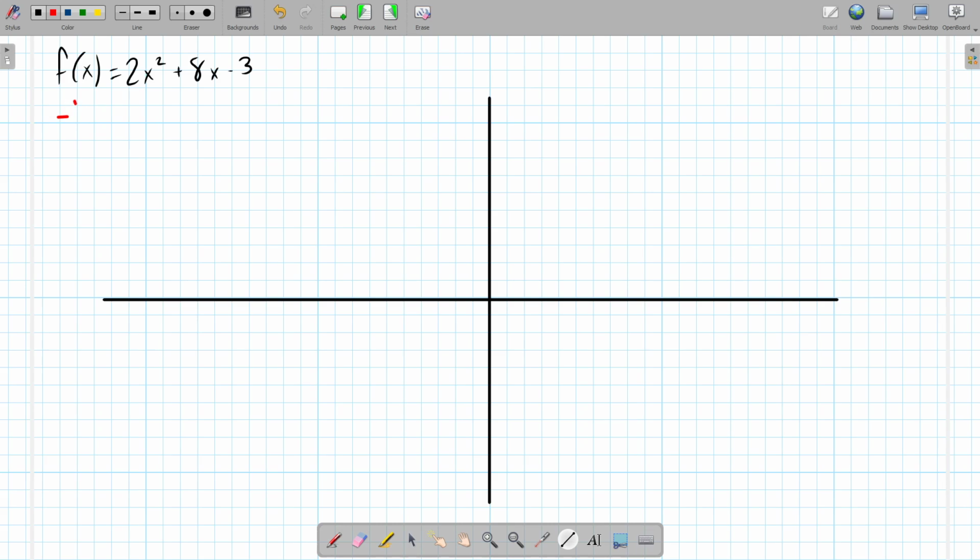So we're going to take our negative b, there we go, negative b over 2a. So that's negative 8 over 2 times 2, which is negative 8 over 4, which is negative 2. So the x value of our vertex is negative 2. If we plug this into the equation, taking f of negative 2, we can plug it in for all of the x values.